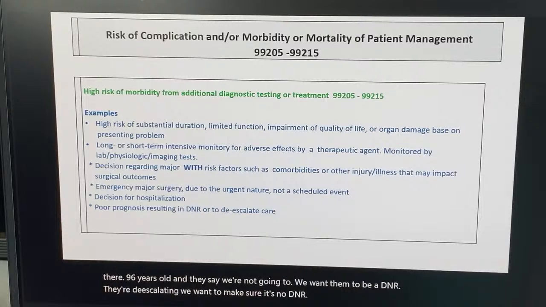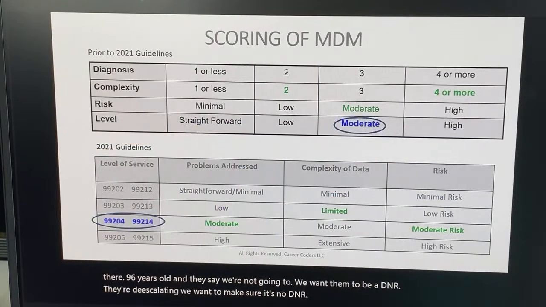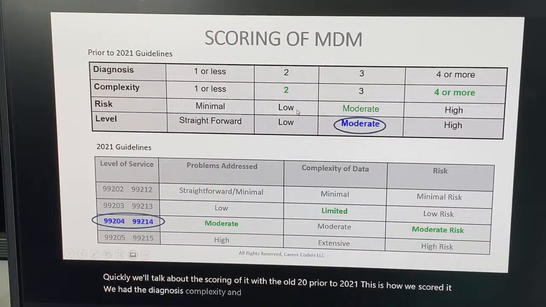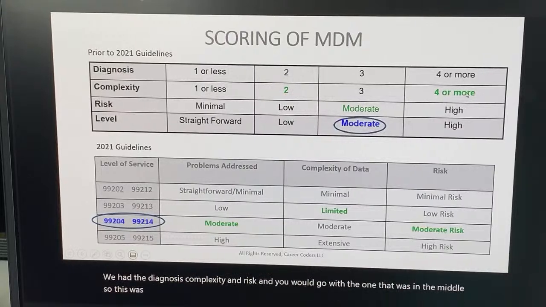Now quickly we're going to talk about the scoring of it. Prior to 2021, this is how we scored it. We had the diagnosis, complexity, and risk, and you would go with the one that was in the middle. So this one was a 2, a moderate for risk, 4 or more for complexity. We would go with the middle one.